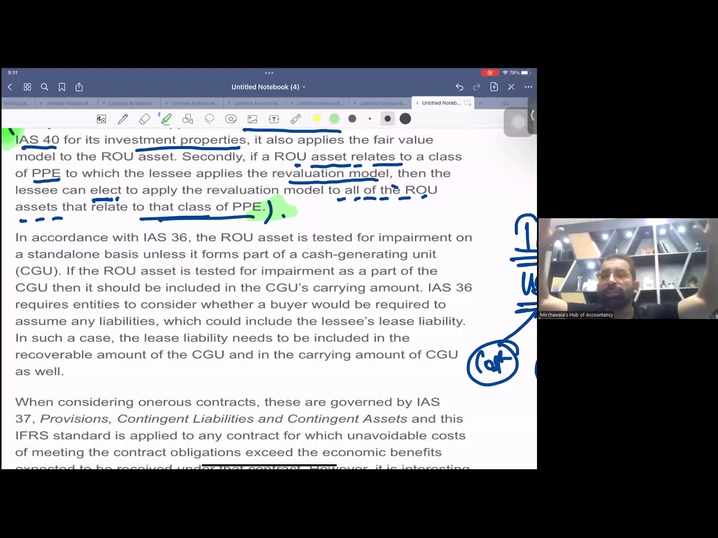So what we do, we make the smallest group of assets, and we calculate the recoverable amount for that smallest group of assets that generates independent cash flows, and we call it a cash generating unit. I'm sure you know this. Right? So this is what IS 36 is saying. One more thing.